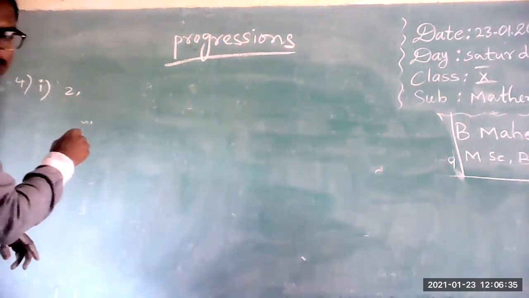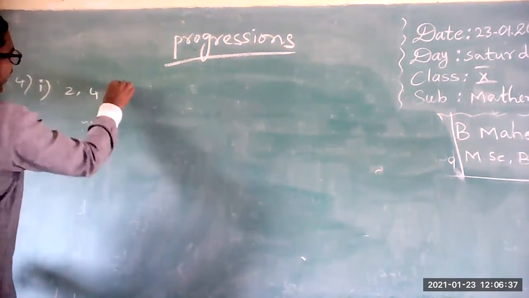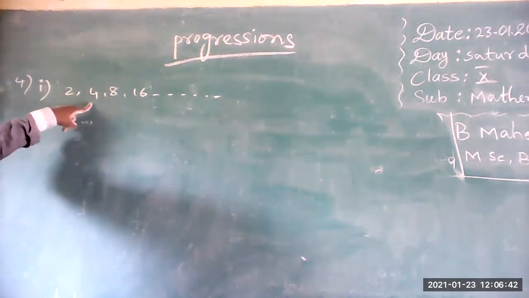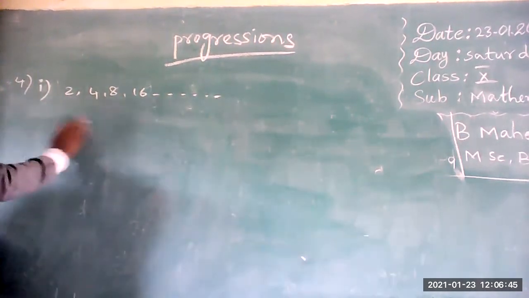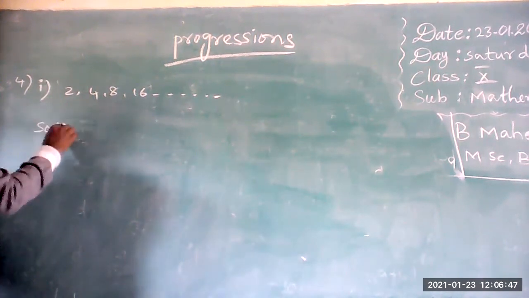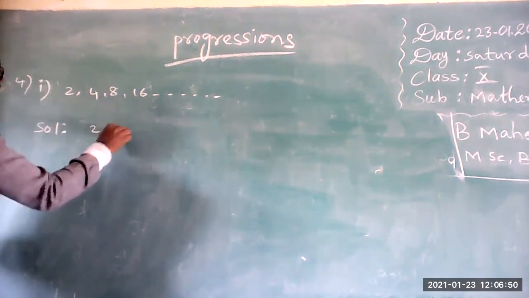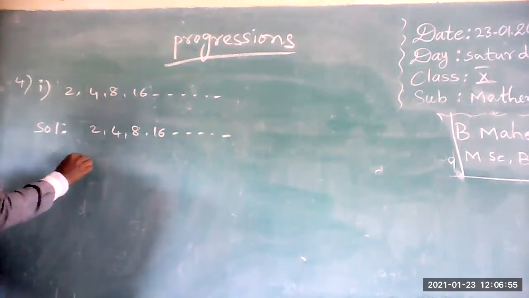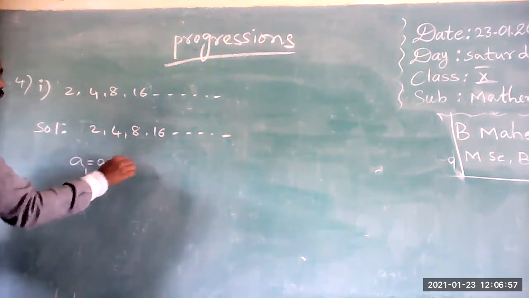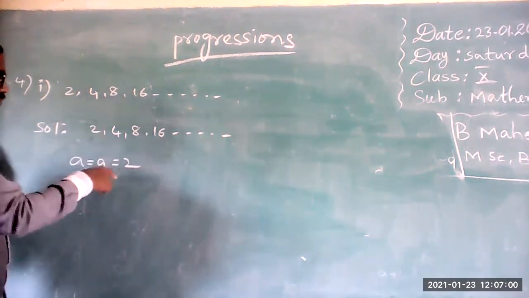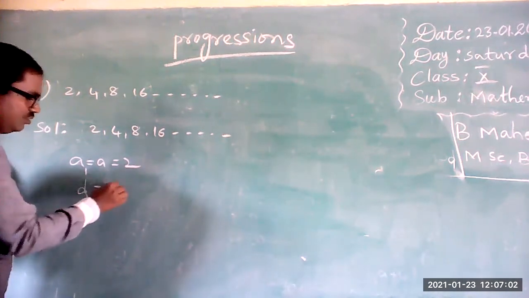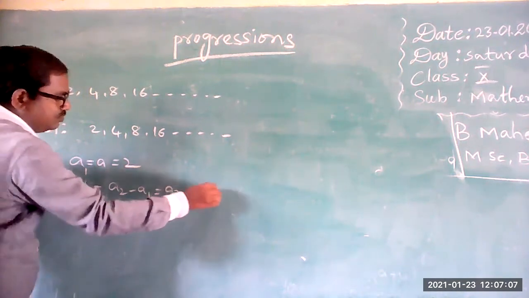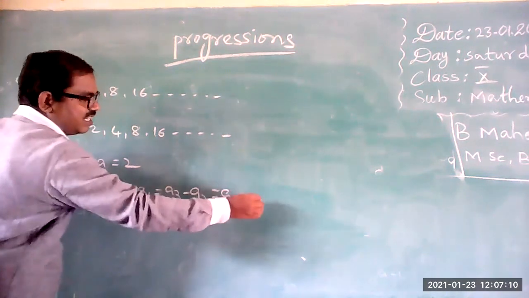2, 4, 8 and 16 and so on. First, check whether the given series is in AP or not. So first find the common difference. So here the first term A is equal to A1 is equal to 2. First term, first number 2, and common difference D is equal to A2 minus A1, A3 minus A2, A4 minus A3.